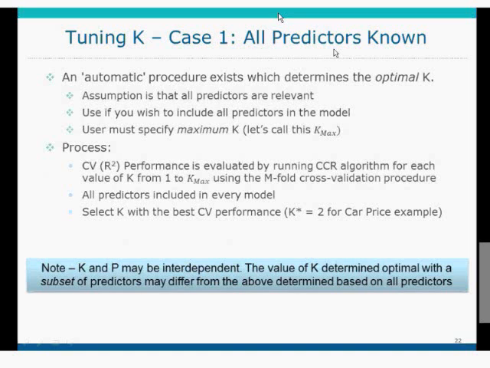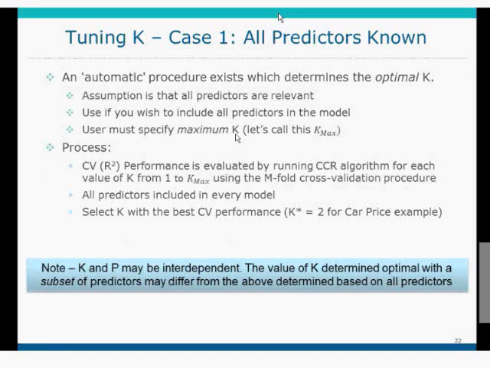So case 1 is where we don't want to do any variable reduction. So we're using all predictors that we have in the model. Well, we have an automatic procedure built into the CORExpress program for determining the optimal K. And what you need to do is specify the maximum value of K. So suppose we had 100 predictors. Suppose we wanted to know what's the best model, but I'm just going to limit to 10 components.